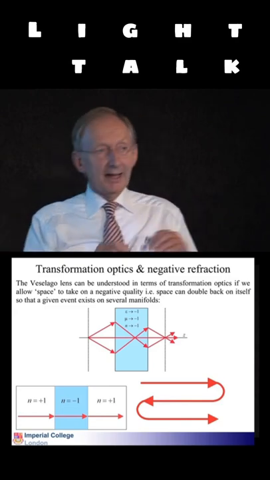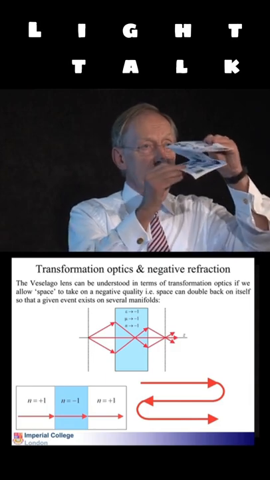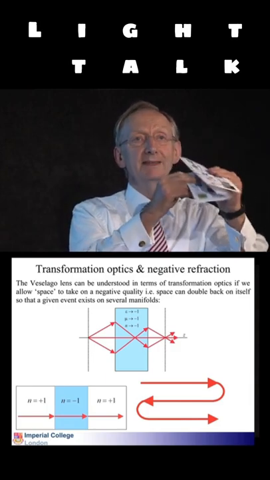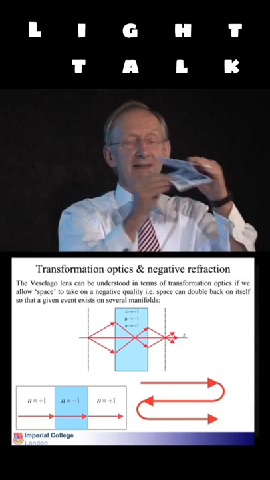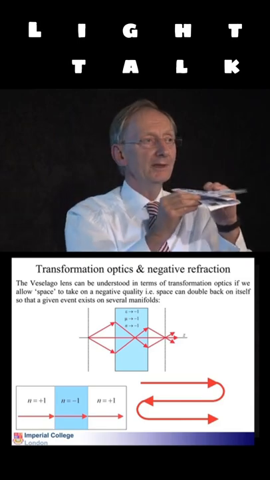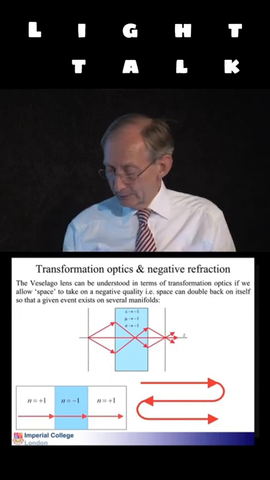And you do that by creating this region here where you compress space up to infinity and then down to minus infinity. This is negative space, optical antimatter. It annihilates space which is next to it.